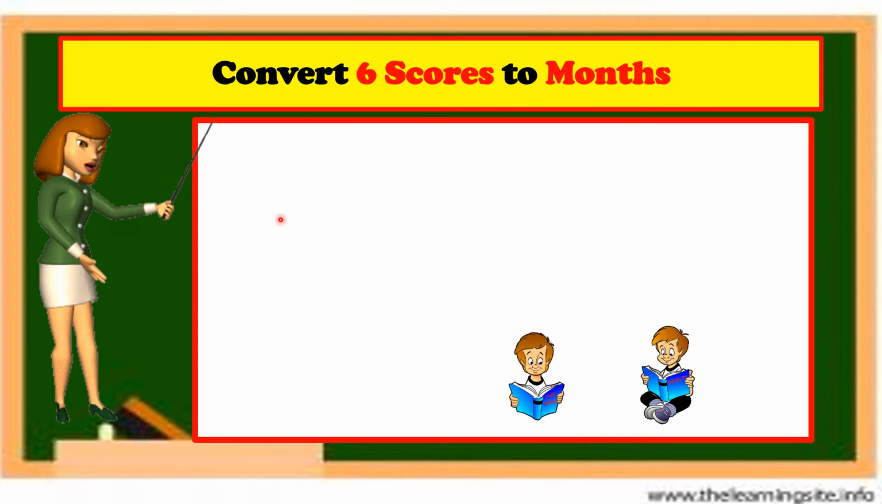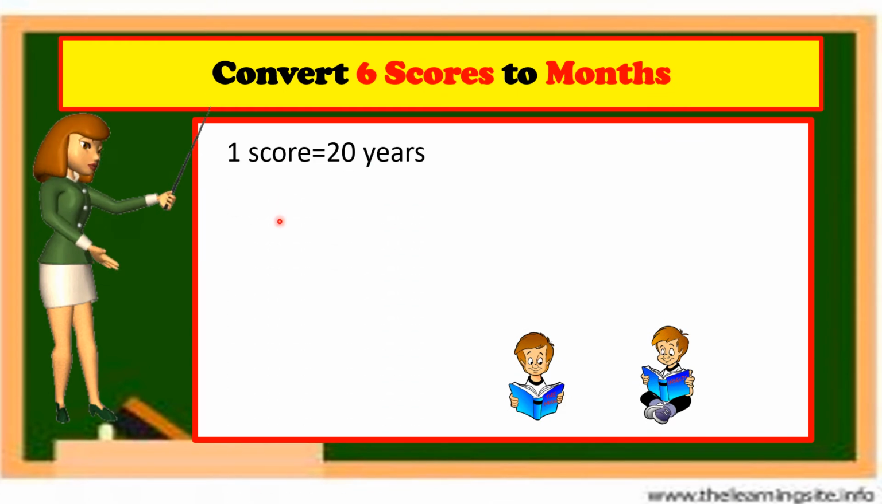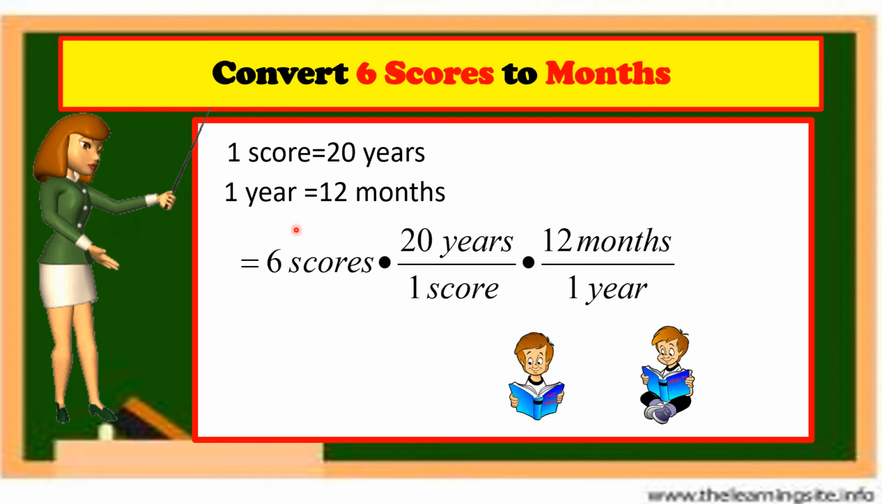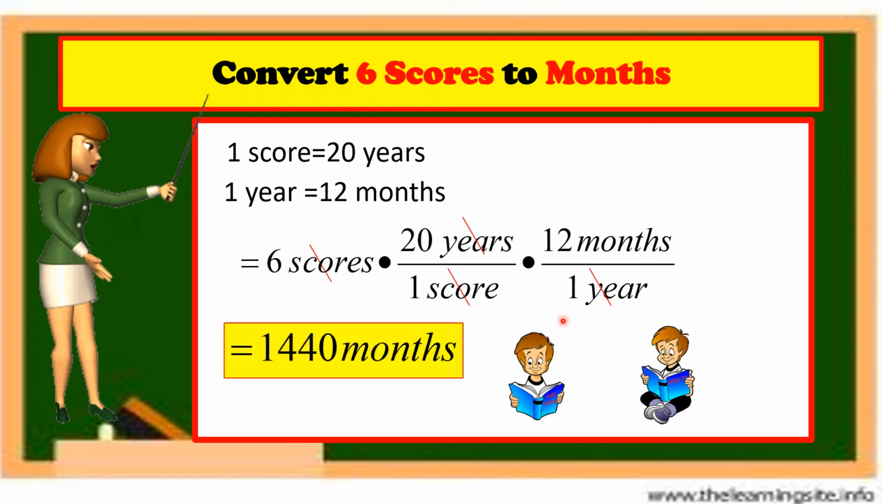Convert 6 scores to months. 1 score equals 20 years. 1 year equals 12 months. So 6 scores times 20 years over 1 score times 12 months over 1 year. We can cancel score. We can also cancel years. Then 6 times 20 times 12 is equivalent to 1,440 months.